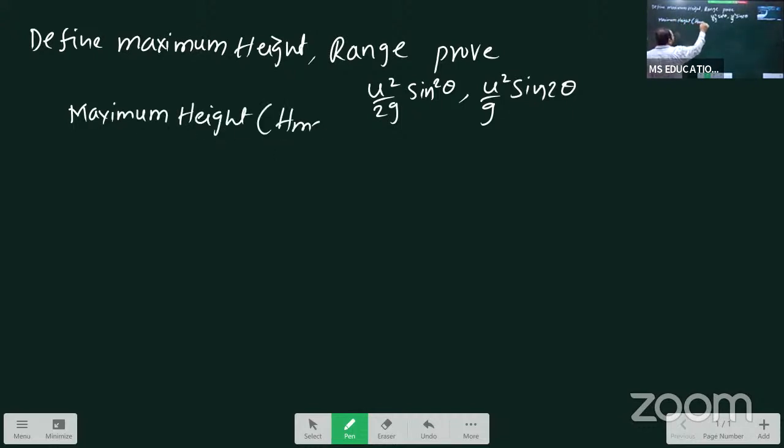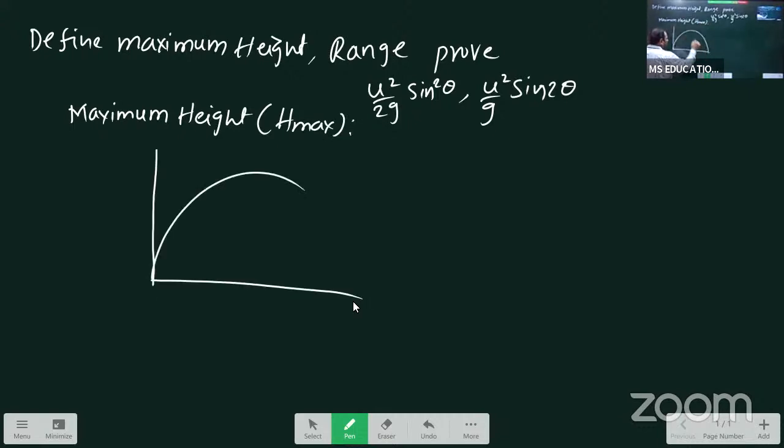Maximum height, H max. Just draw one diagram. This is the maximum height. What is the meaning of maximum height? It means maximum vertical displacement, maximum vertical distance. Because in straight line motion like this, perpendicular, displacement and distance both are same. That's why maximum vertical displacement traveled by a projectile.